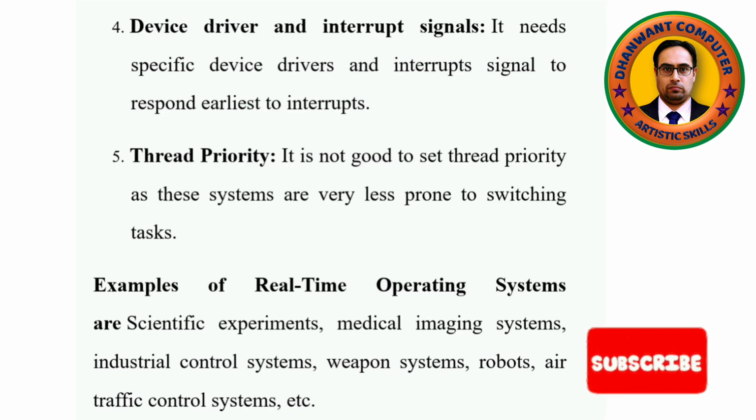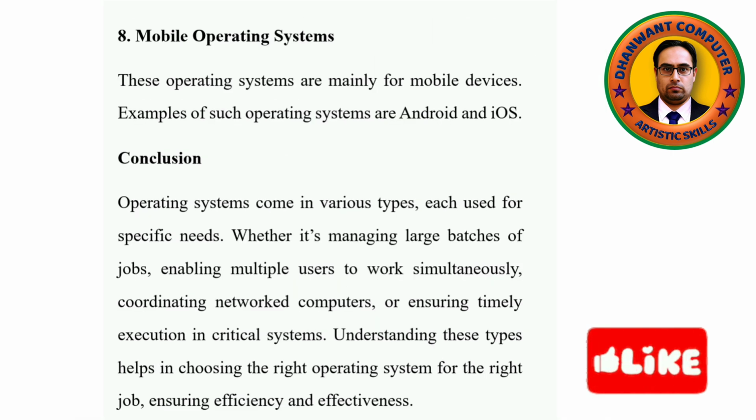4. Device driver and interrupt signals. It needs specific device drivers and interrupt signal to respond earliest to interrupts. 5. Thread priority. It is not good to set thread priority as these systems are very less prone to switching tasks. Examples of real-time operating systems are scientific experiments, medical imaging systems, industrial control systems, weapon systems, robots, air traffic control systems, etc. 8. Mobile operating systems. These operating systems are mainly for mobile devices. Examples of such operating systems are Android and iOS.